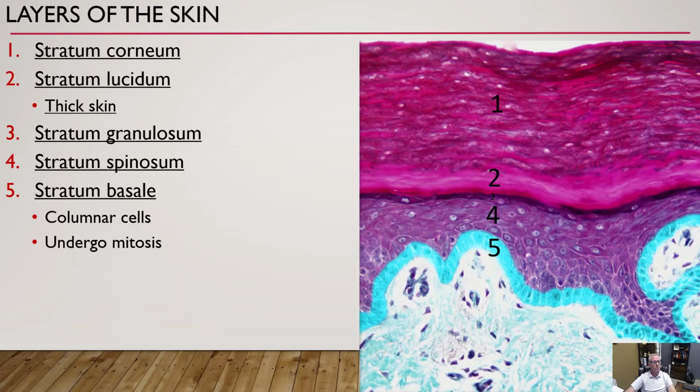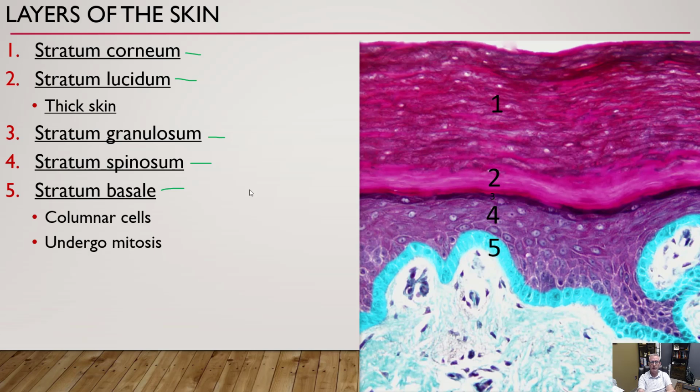All right, so remember that we have those 5 layers of the skin: the stratum corneum, and remember stratum just means layer, so the corneum, lucidum, granulosum, spinosum, and that basale is that basement membrane that connects the epidermis to the dermis. And we have what's called thick skin and thin skin. Thick skin is only present on the palms of our hands and the soles of our feet.